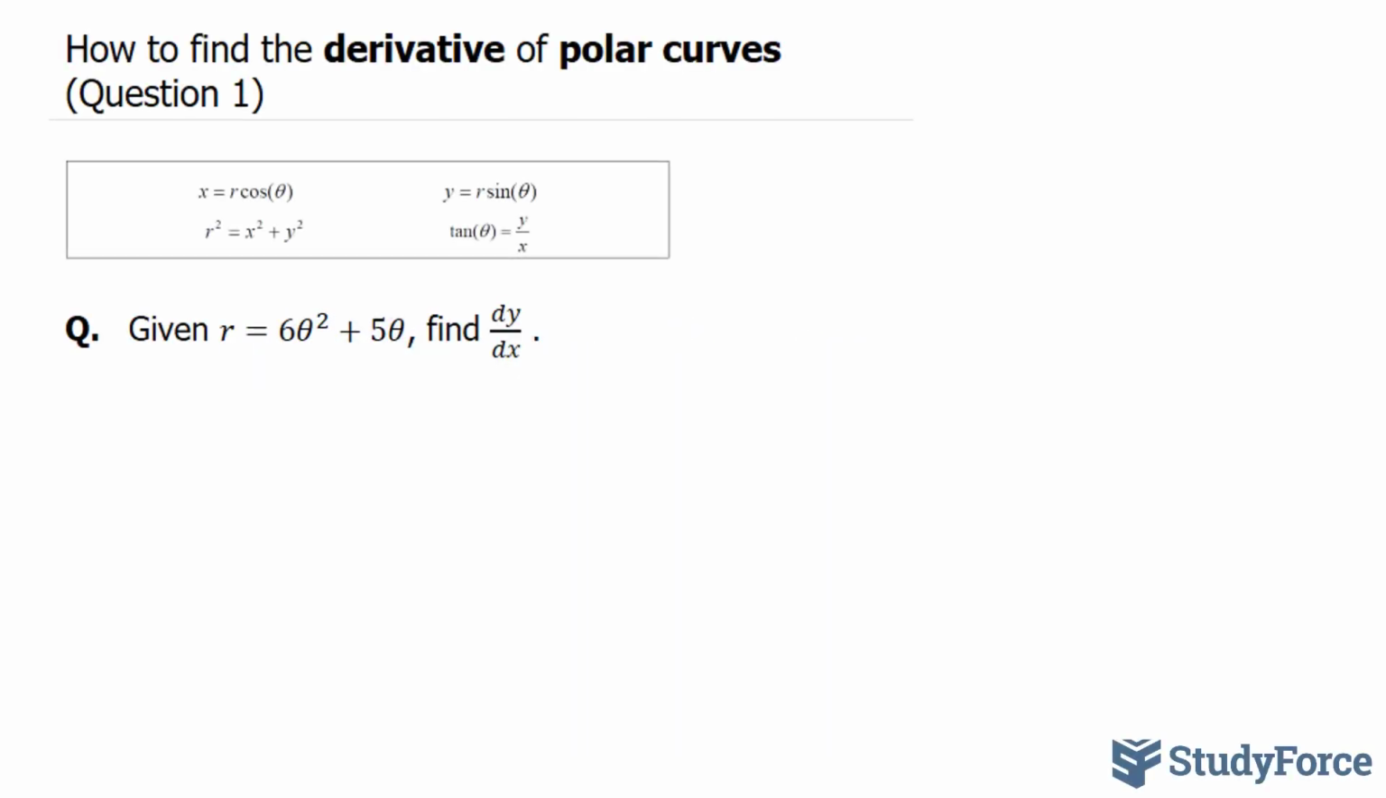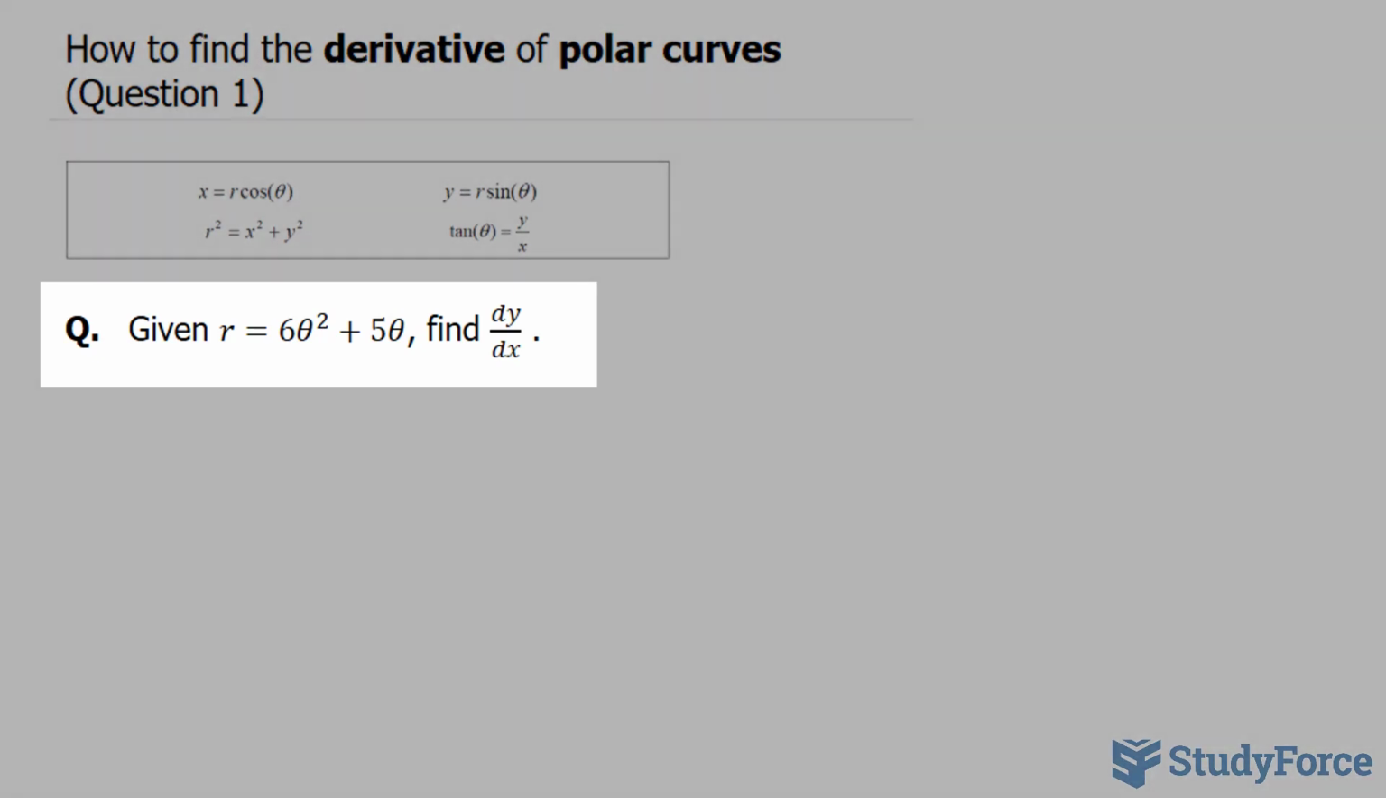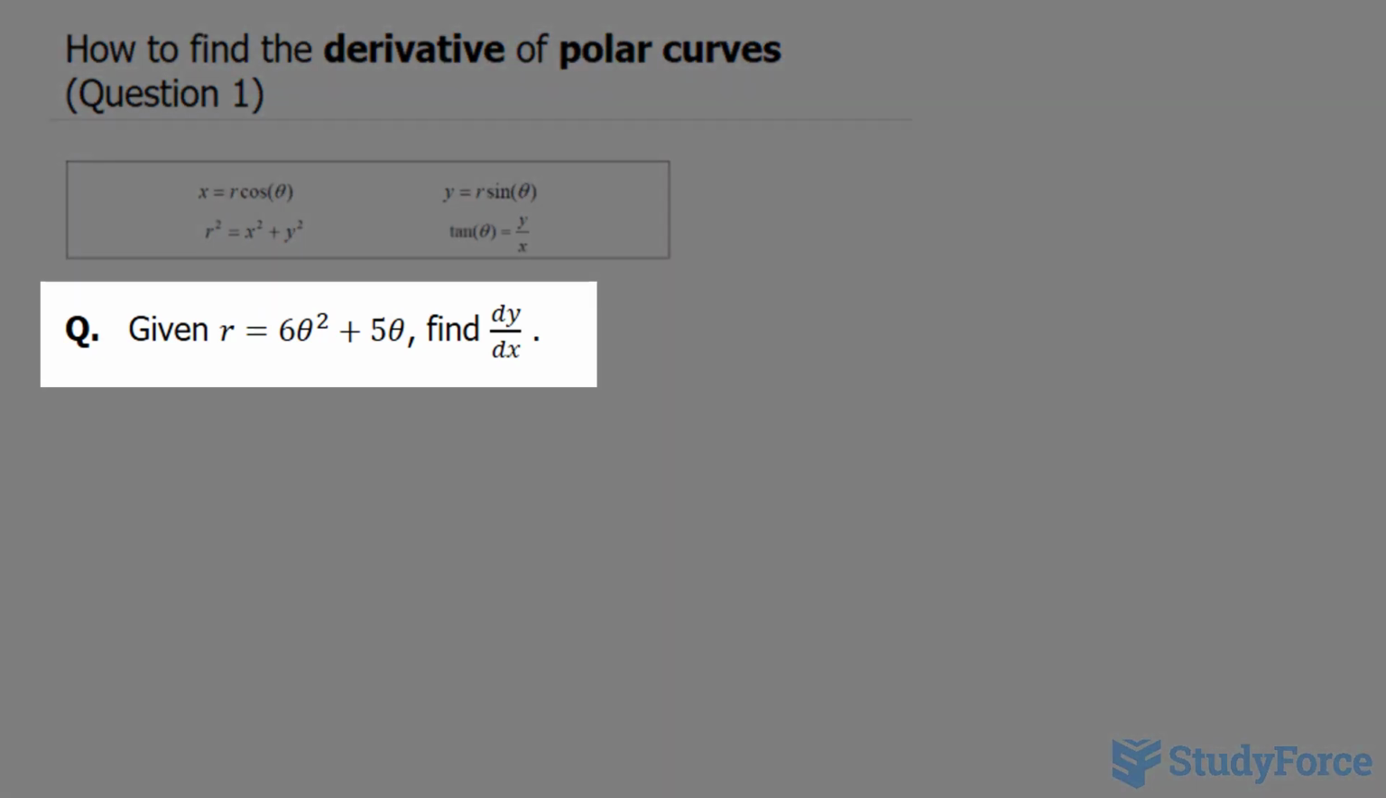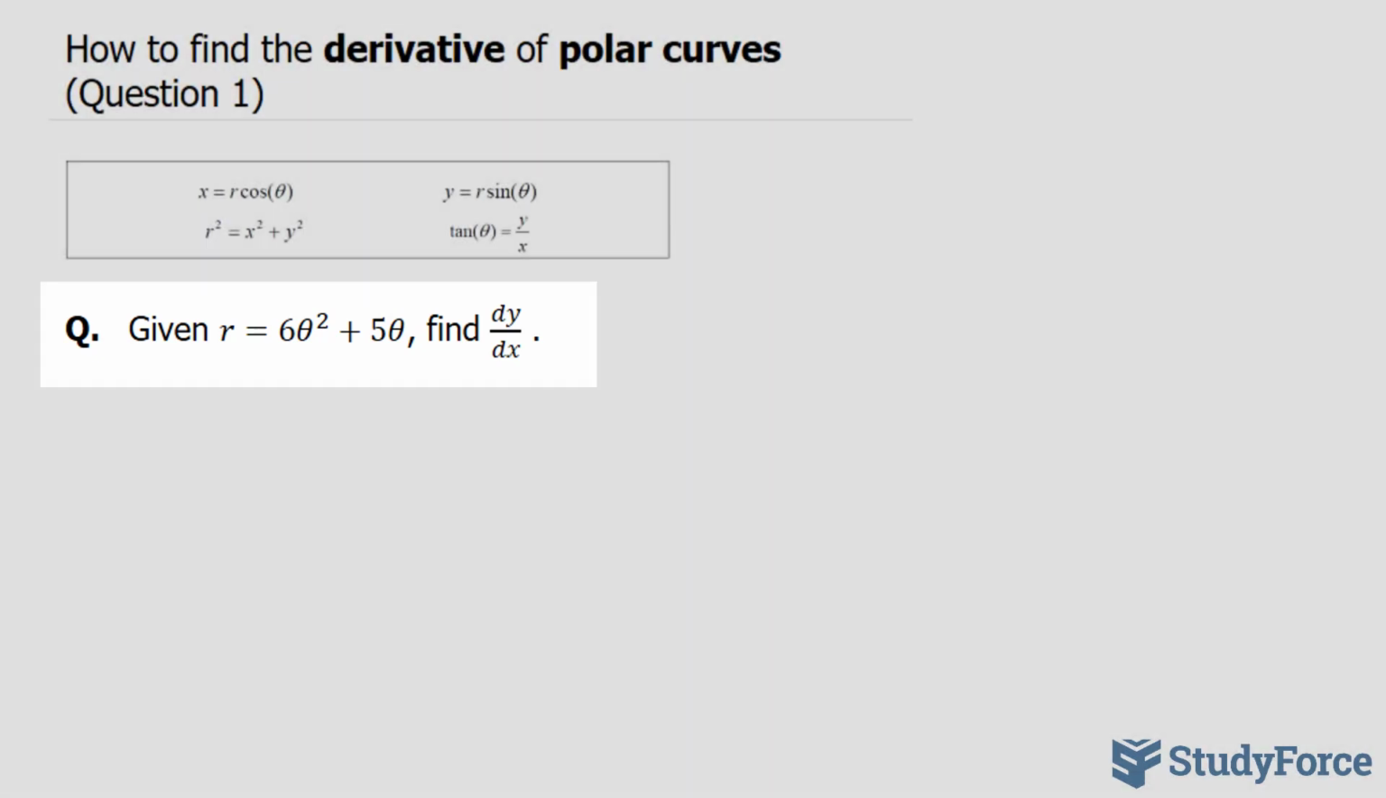In this lesson, I'll show you how to find the derivative of polar curves. This is question number 1. The question reads, given r is equal to 6 theta to the power of 2 plus 5 theta, we need to find dy over dx.